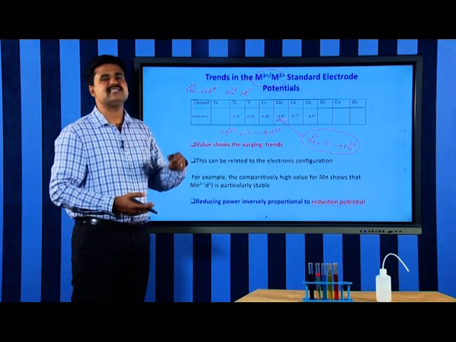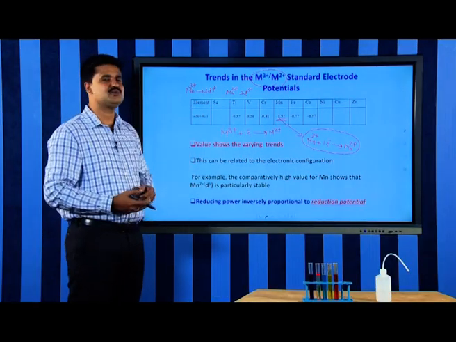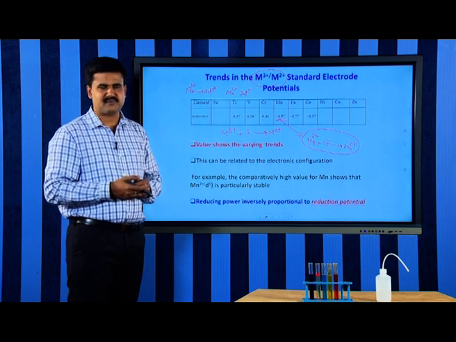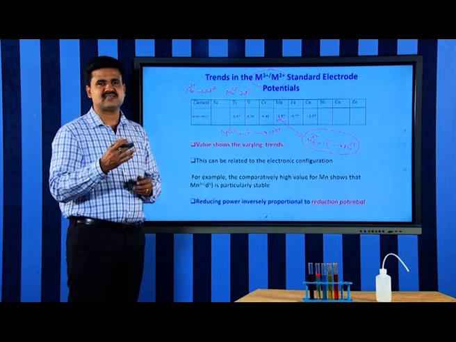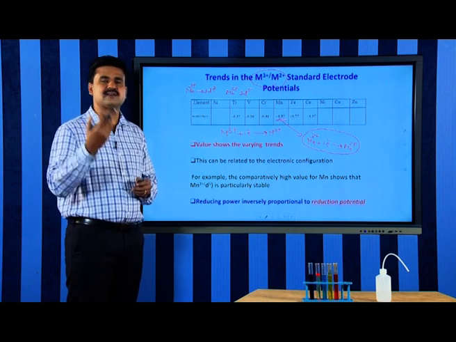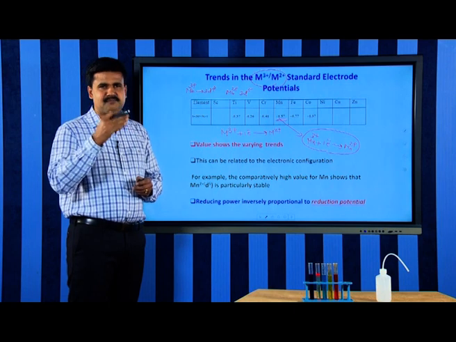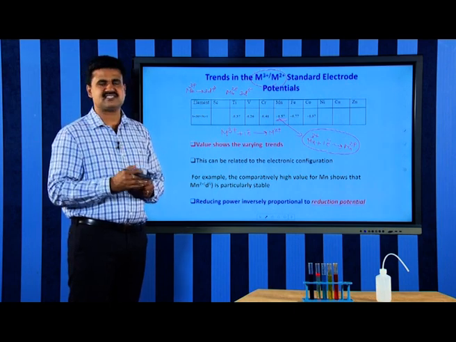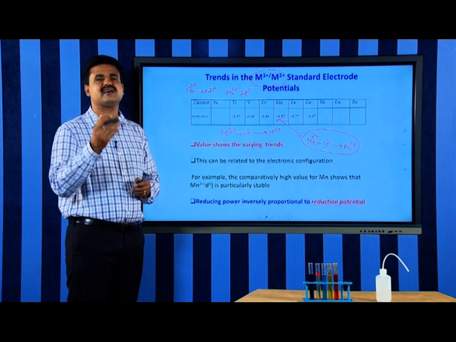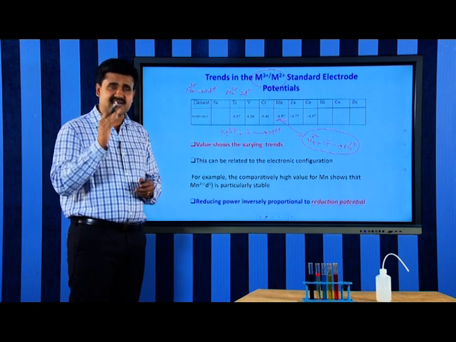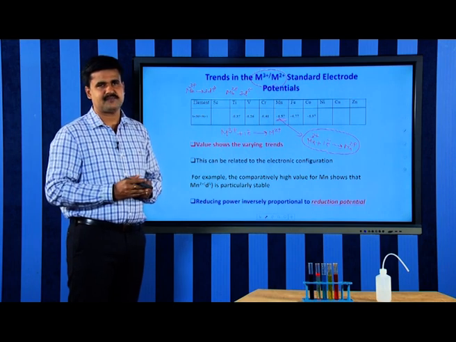Reducing power is inversely proportional to reduction potential. What do you mean by the term reducing power? Transition metals can reduce some other metals or some other compounds. The power to reduce from higher oxidation state to lower oxidation state is simply termed as reducing power. The reducing power is connected to reduction potential.